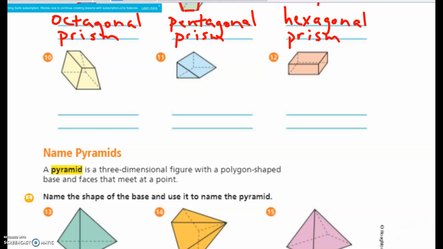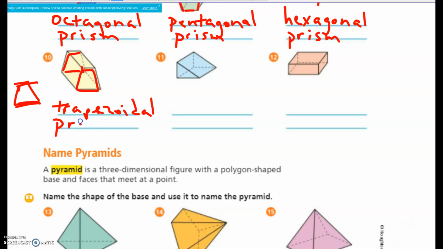Okay, so now take a look at number 10. Number 10 is a little bit weird. Look at that. That's the shape of the base and top. And so that's not really a rectangle. It's not a square. It's actually a trapezoid. Remember, a trapezoid has one pair of parallel sides. Those sides are parallel, and one set is not parallel. So my pen is not working very well here, but hopefully you can see trapezoidal prism. I wonder if I'm wearing out my pen.